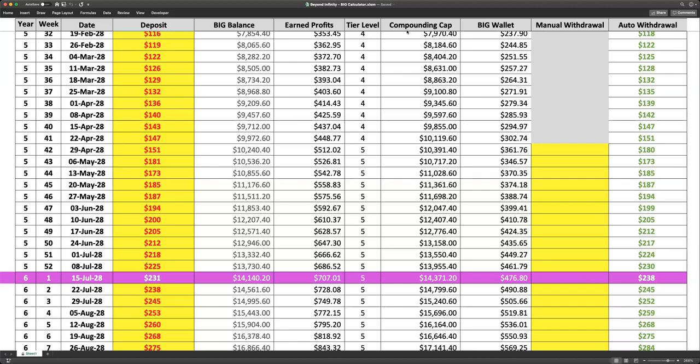And the reason we are keeping it at 10,000 is because we want you to stay at tier 5. That's what's important, for you to get to tier 5 and stay at tier 5. As long as you have 10,000 between your big balance and the combined total of your personal referrals' big balance, you will stay at a tier 5. So you'll continue to earn 5% compounded every week.